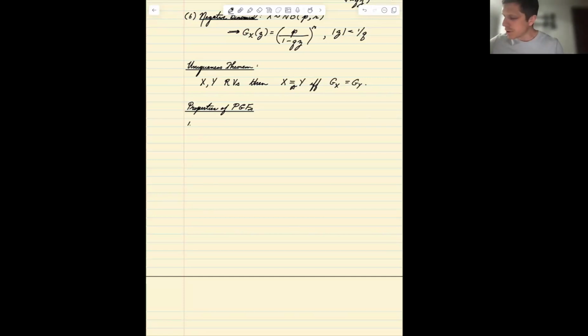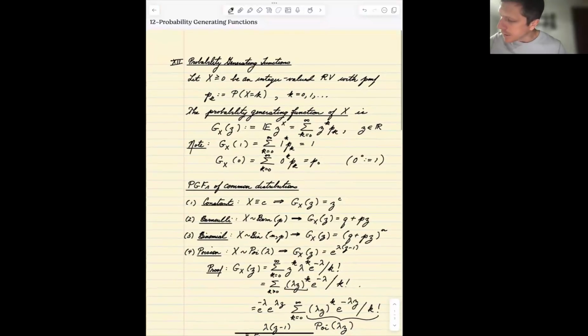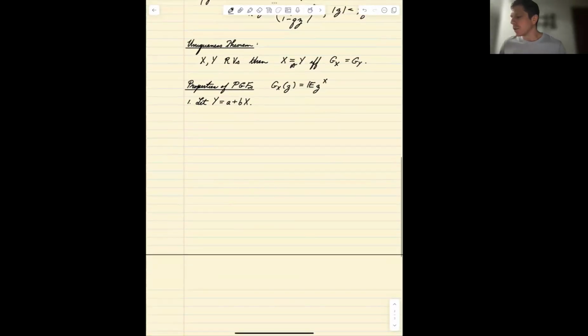Okay. So first, as always, let's preserve the notation. G sub x is the generating function for x. And let's define y to be a plus bx. I do want to correct something. It is not required that x be an integer valued random variable. It just has to be non-negative and discrete. Turns out that the discrete non-negative random variables we deal with are generally integer valued, but they don't have to be to technically define the generating function.